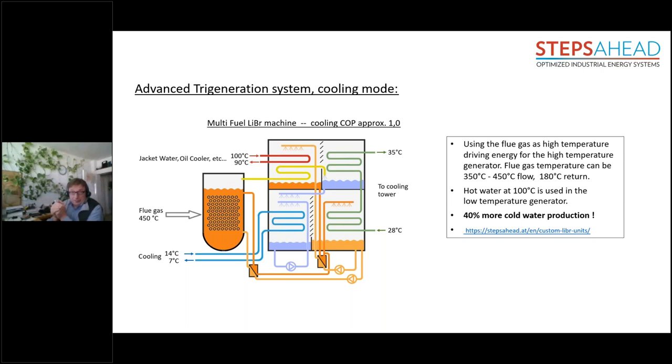Cutting a long story short, this approach needs a machine that is 50%, 70, 80% more expensive than the single stage chiller, but it brings 40% more cold water production when being used as a chiller. Next slide, please.